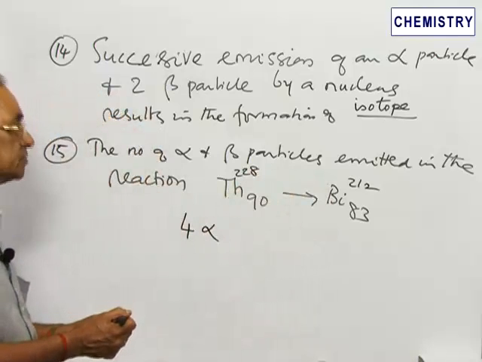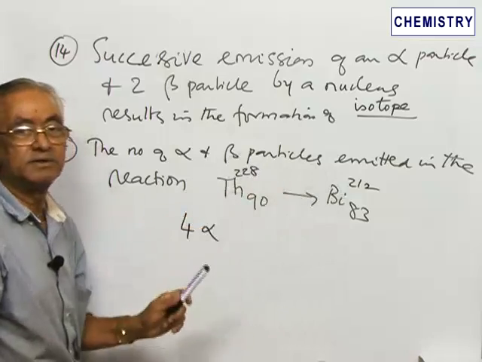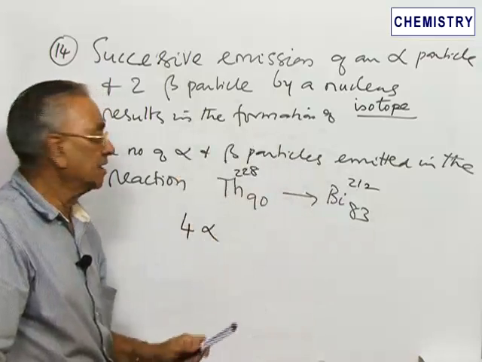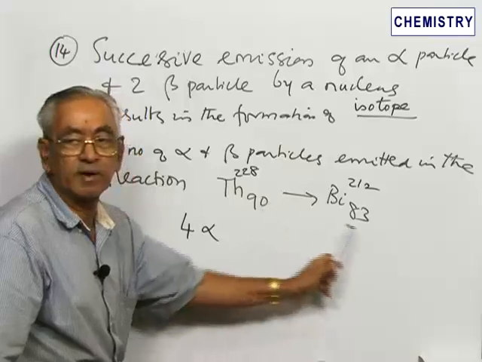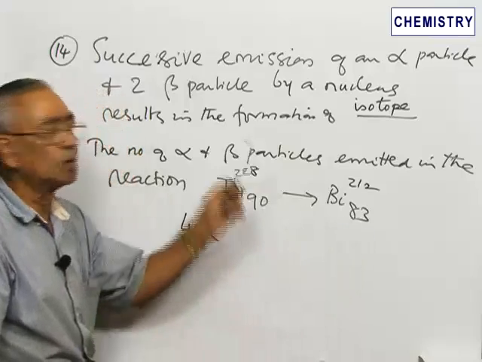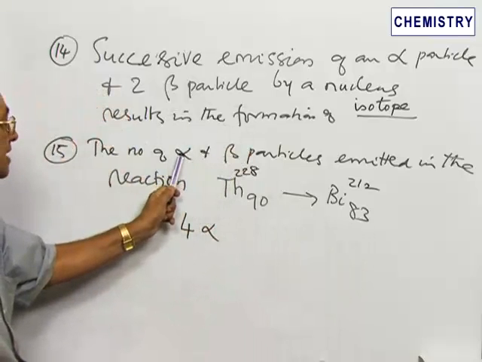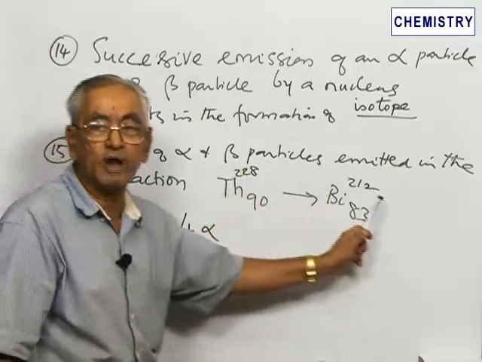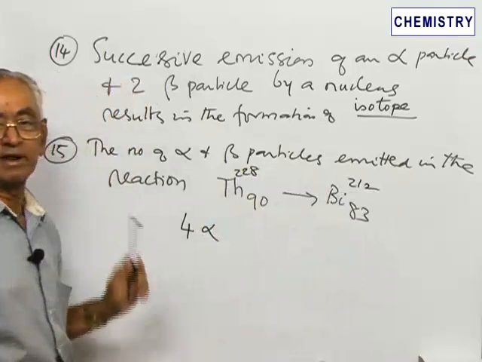Now, in terms of charge, 4 alpha particles means 4 into 2, 8 units of charge must have been lost. But actually here you find only 7 units have been lost, from 90 to 83. Therefore, 1 beta particle. How many alpha particles are there? We already fixed 4 alpha particles, because the mass goes down by 16 units. That means 4 into 4, 16.